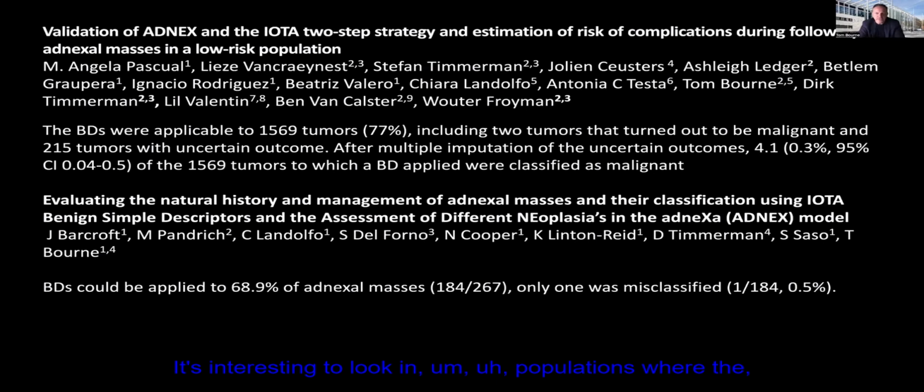It's interesting to look in populations where, if you like, lower risk populations. These are both papers that are currently under consideration. This is from Pascal's group, part of the IOTA group, looking at a group of patients who are being screened for ovarian pathology on an annual basis, so low prevalence of malignancy. And you can see that the benign descriptors could be applied in almost 80% of cases. And amongst all of these, only 2 tumors turned out to be malignant. So extremely effective, even in this very low-risk population.